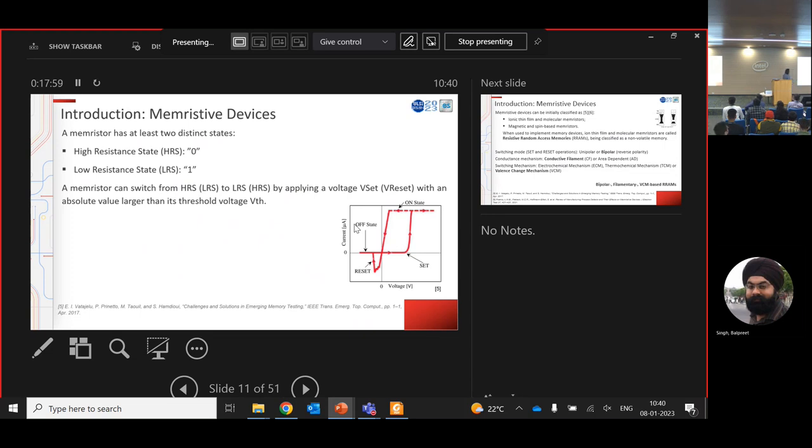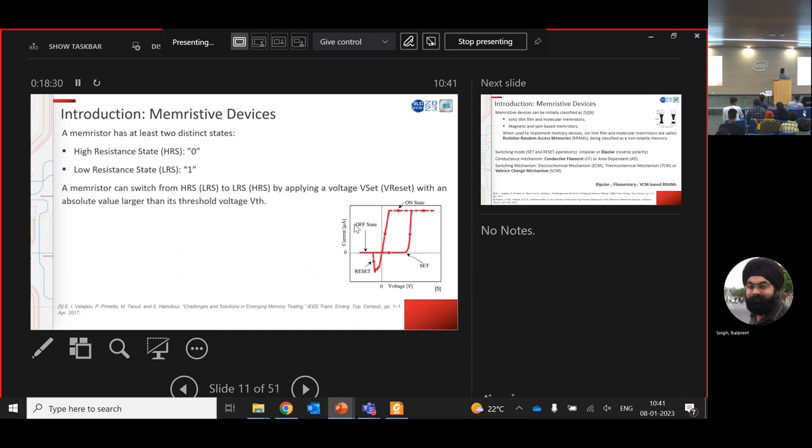Basically, this memristive device, or memristor, has at least two distinct states. We can have a high resistance state or a low resistance state. When you have a high resistance state, you are going to have a small current that flows through the device, which means that you are going to have a zero logic. And when you have a low resistance state, you are going to have a high current, and consequently a one logic in the device.